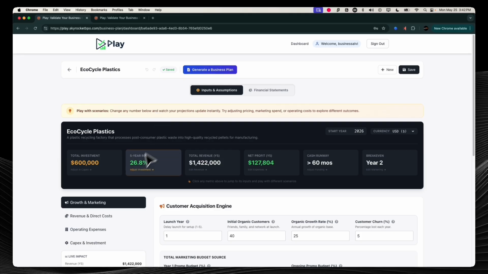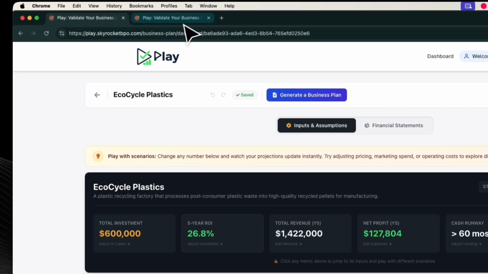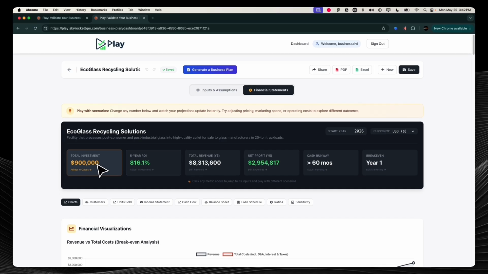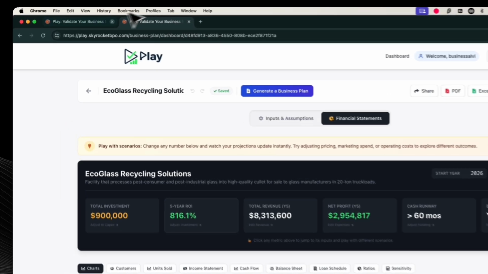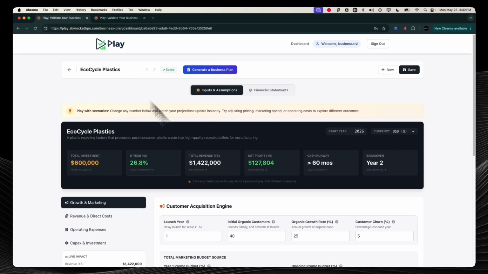The plastics recycling model indicates that you need an investment of roughly 600K, and the glass recycling model indicates you need an investment of 900K. And the glass recycling model shows a significantly higher profit margin compared to the plastic recycling one. Now I'm going to dig into the numbers and dissect why it's showing what it's showing.